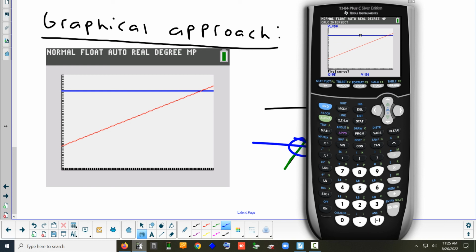It says, pick a point on the first curve or line that you want to use for your intersection. I want to use the blue one. I'm going to hit enter. Now it says, tell the calculator the second thing that you want to use to find the intersection. Well, there's only one other line, so I'm going to use it. So I'm just going to hit enter. Now the third thing it asks me is a guess.